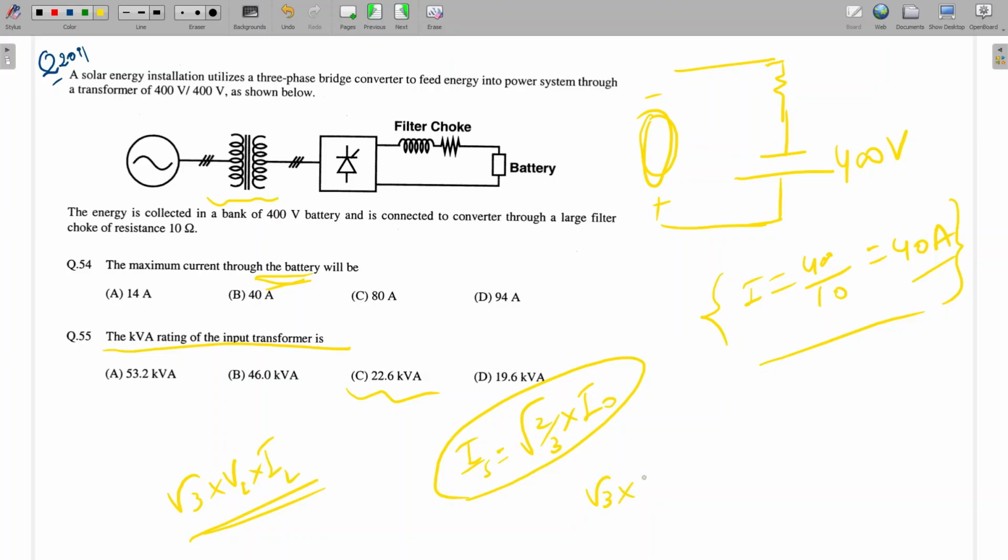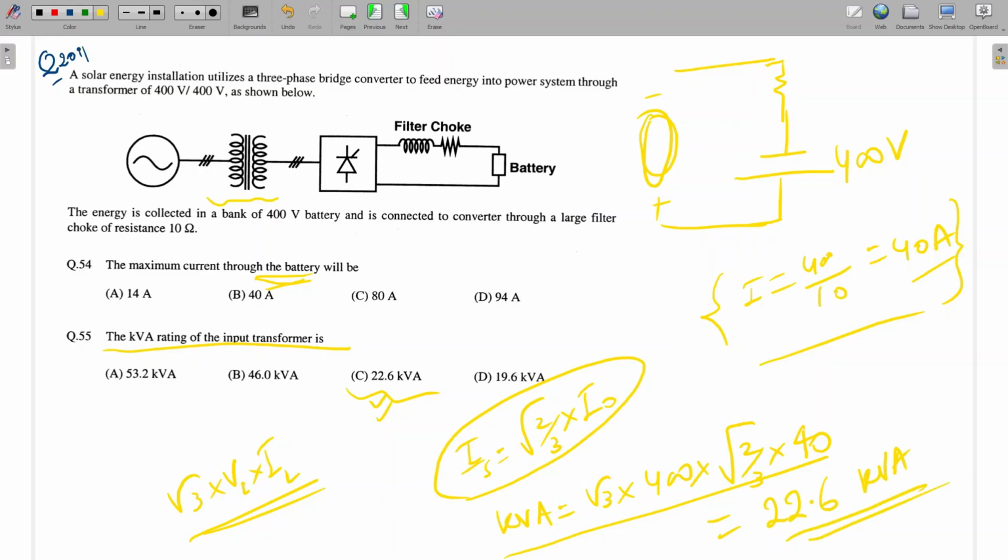Root 3 into VL, how much? 400, into root 2 by 3, and here it will be I naught 10. So this will be the kVA of the transformer. Root 2 by 3 into 40. Output current how much? 40 ampere. So this we will get, and I think this is the correct option. Is it correct? 22.6 kVA. Yes, sir. Okay. Should I move to the next question? Yes, sir.